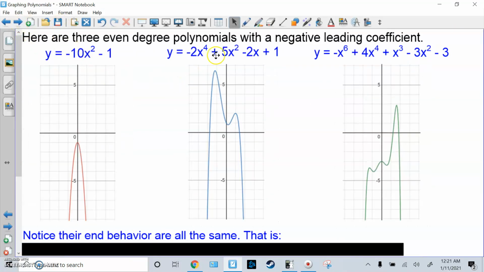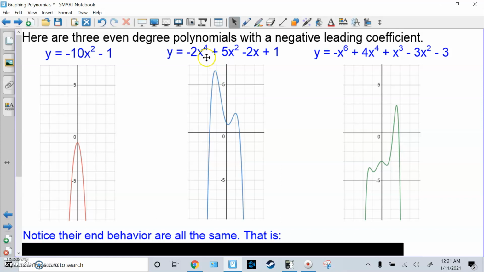Here's three even degree polynomials with a negative leading coefficient. So the degree is still 2. It's still a parabola, but now it's upside down. Why is it upside down? Because the a value is negative. If the leading coefficient is negative, which is a, you just flip the picture upside down. So here we have that W upside down. Here we have that weird thing upside down.